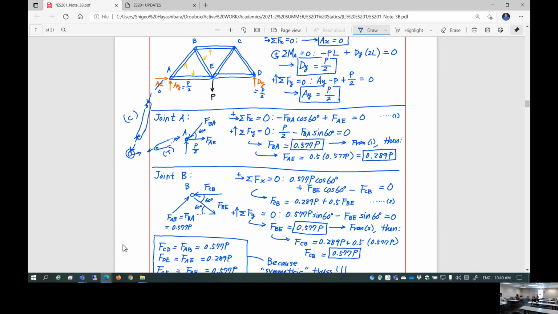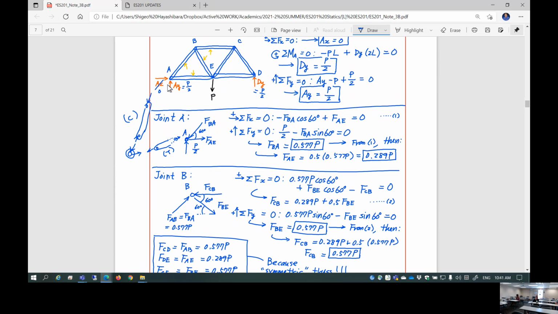Make sense? Yeah, I have a question. On joint A, we have FB going towards the joint, but in joint B, we have it going up towards the joint on B. So wouldn't it have to be tensile? Yeah, that's what I'm thinking too.